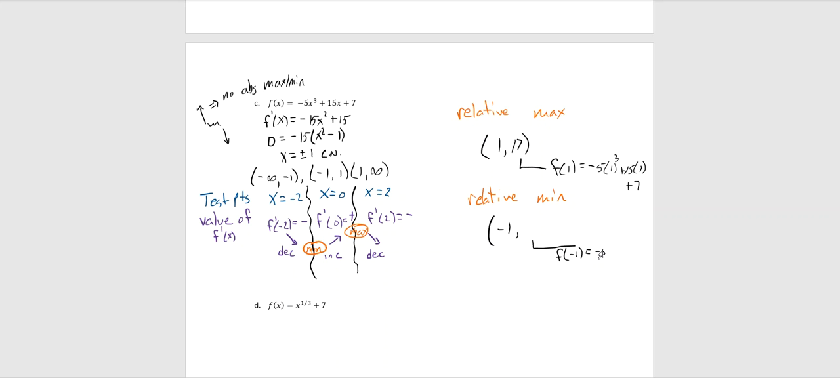We have negative 5 times negative 1 cubed plus 15 times negative 1 plus 7. Now, this negative 1 cubed will be negative. Negative times the negative 5 makes a positive 5. But now I have a negative 15, so I have 5, and a negative 15 makes the negative 10, plus 7 leaves us with negative 3.